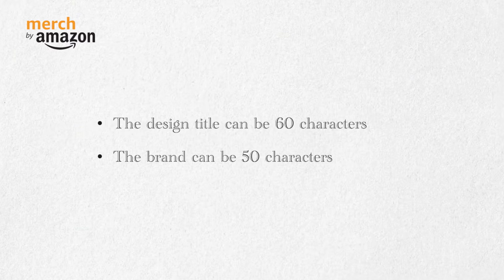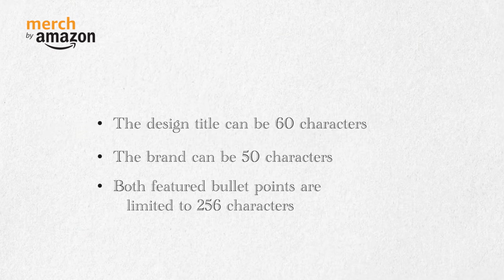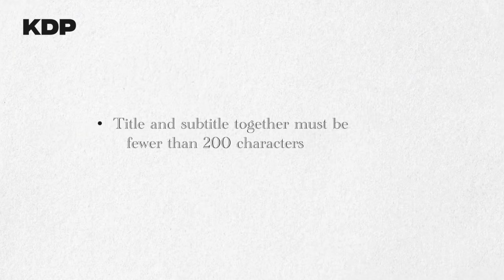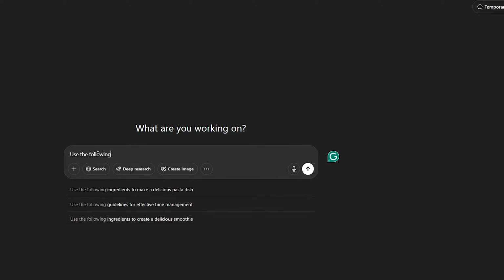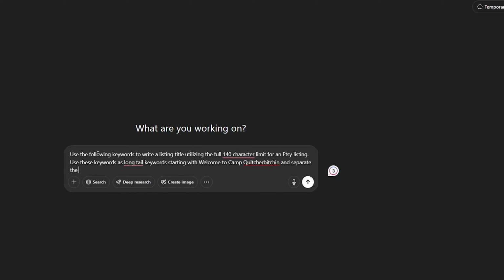For an Amazon Merch on Demand listing, the design title can be 60 characters, the brand can be 50 characters, and both featured bullet points are limited to 256 characters. On Etsy, the criteria we need to meet includes a 140 character max for the title, and on KDP, the title and the subtitle together must be fewer than 200 characters. Now that you can see my screen, I just went over to ChatGPT and I'm going to input a prompt. We're going to start by having ChatGPT make us an Etsy listing title.